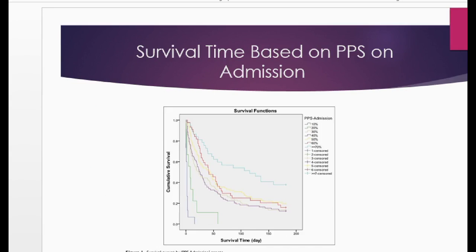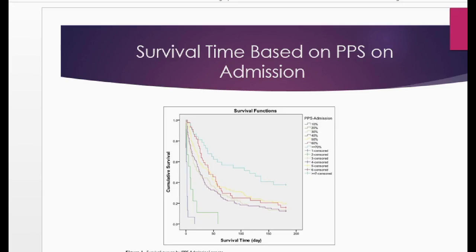I have 2 graphs here that I was going to show you. The first one here is survival time based on the PPS score on admission. So you can see here that the lower the score of PPS on admission, the shorter the predicted survival time. So this here, the top one, 10%, is this first line right here. You can see how drastically it drops off and how short the survival time is there. And then this one here would be 20%, 30, 40, and 50 on, and this last one out here would be 70. So the higher your PPS score on admission, the longer predicted survival time that you have.